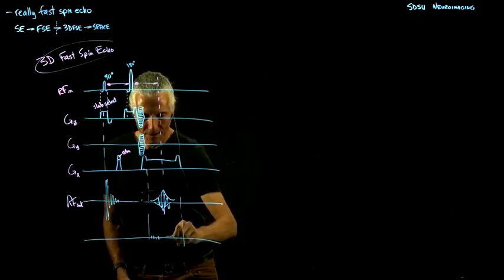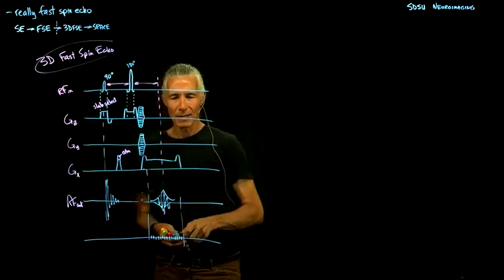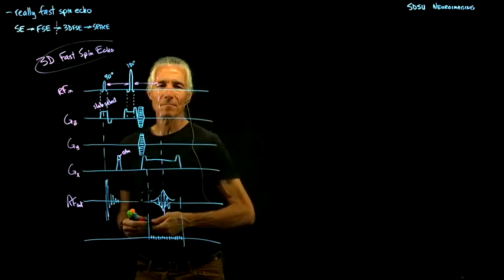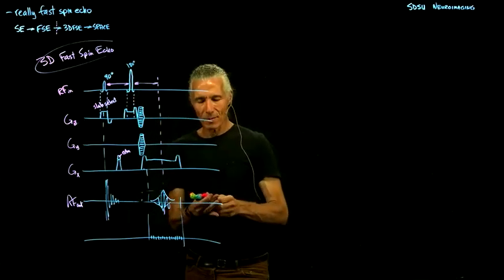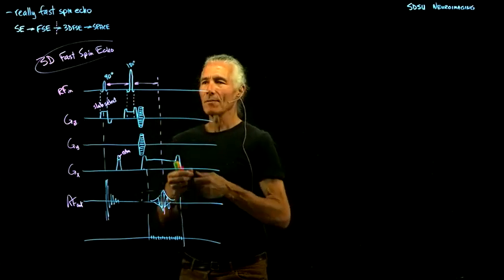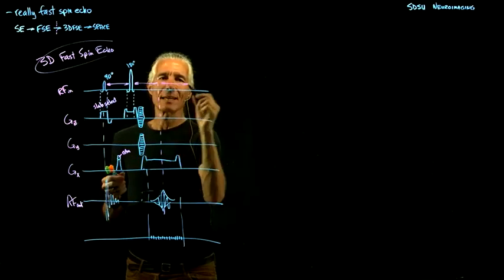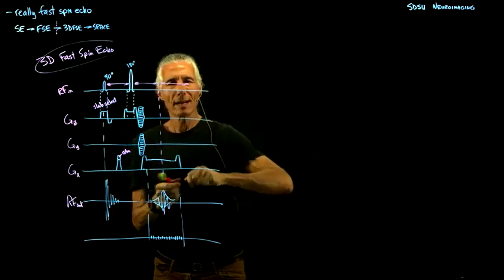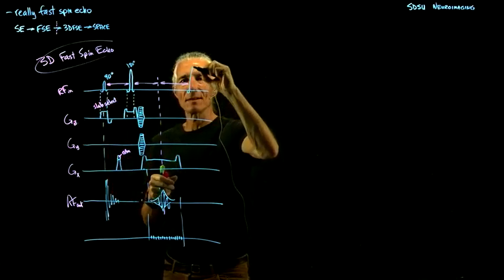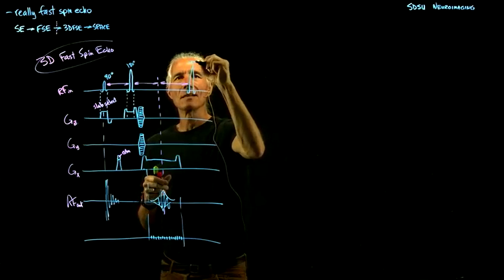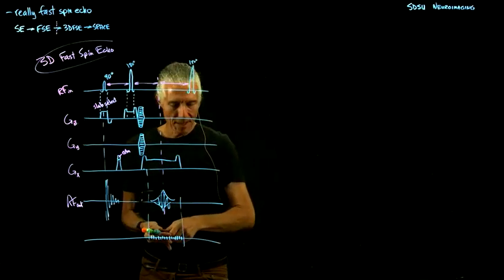And so then we record the data here. So that's our data point for one line of K-space. And once we've done that, we're ready to repeat. And so how do we repeat? We wait that amount of time again, do another 180. So we only do 90, and then we do another 180, and then everything can repeat after that.